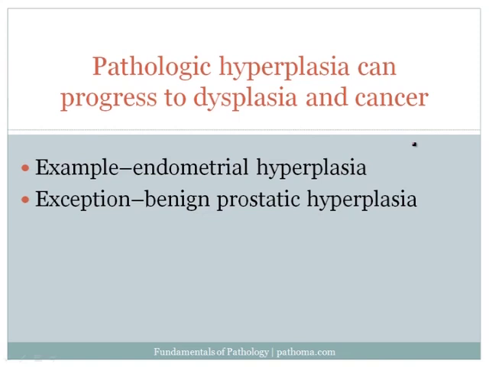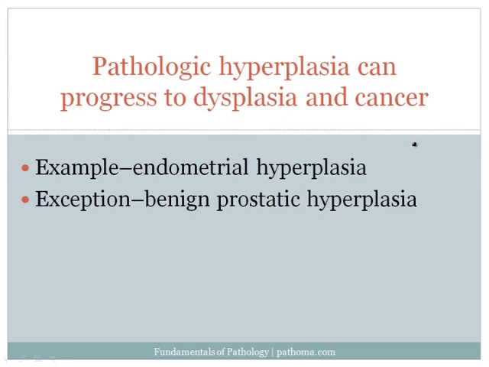Another important principle regarding hyperplasia is that pathologic hyperplasia can progress to dysplasia and cancer. Now, what do I mean by pathologic hyperplasia? Pathologic hyperplasia is when hyperplasia occurs due to some underlying pathologic process. And this pathologic hyperplasia can progress to dysplasia and cancer. Maybe we should take a step back and contrast pathologic hyperplasia to physiologic hyperplasia.